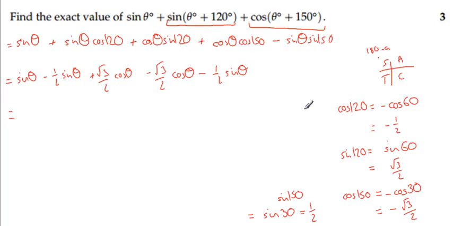Now, let's have a look, see if we can do anything else, because we don't have an exact value yet. First thing to note is in the middle there, that root 3 over 2 cos theta take away root 3 over 2 cos theta, they're going to cancel. And then sine theta take away half sine theta take away half sine theta means that we've got sine theta and then we're taking away a whole sine theta. So actually we're left with nothing at all because these all cancel as well.